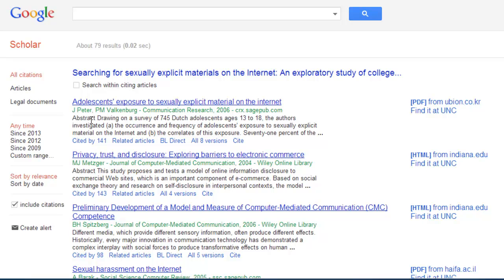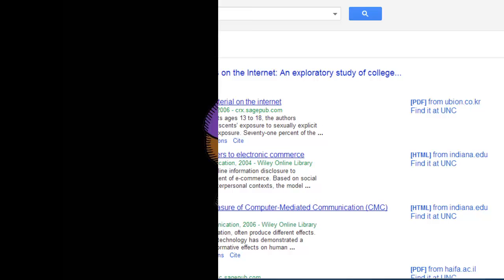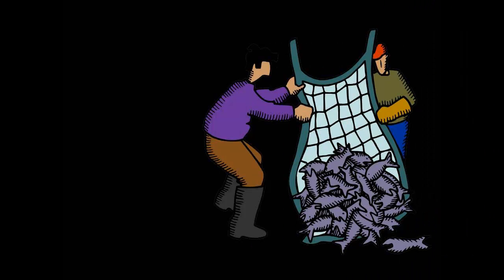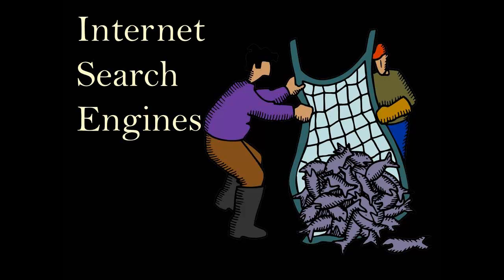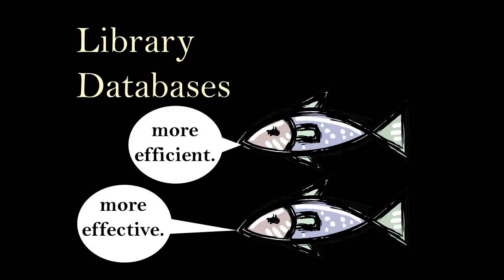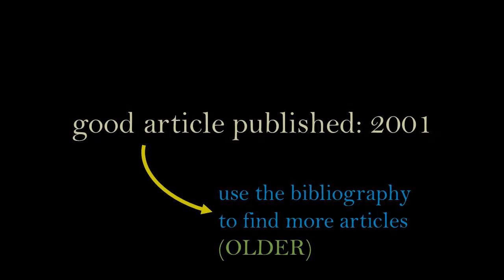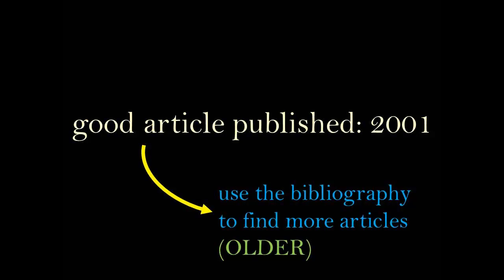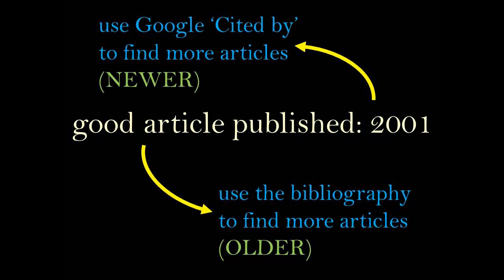Now I look for more good articles that are newer than the one I already read. So remember, internet search engines, even Google Scholar, cast too wide of a net and find too many citations when you are completing a topic search. That's why library databases are more efficient and more effective for research. Google Scholar is good when you need to find a specific article and have the citation for that article. Google Scholar is also good for finding a reverse bibliography on an article and finding all the articles that have cited the article you have in your hand.